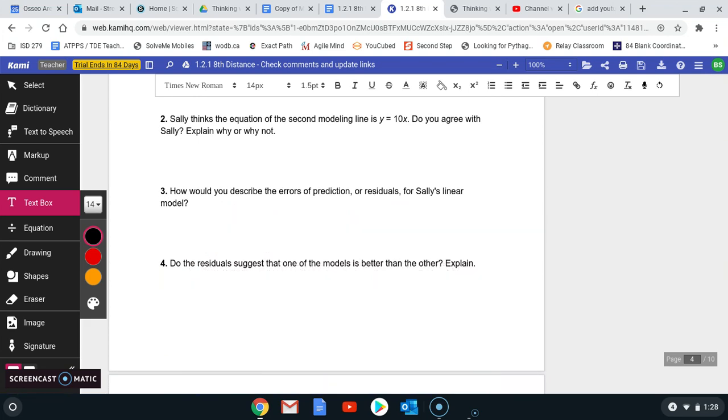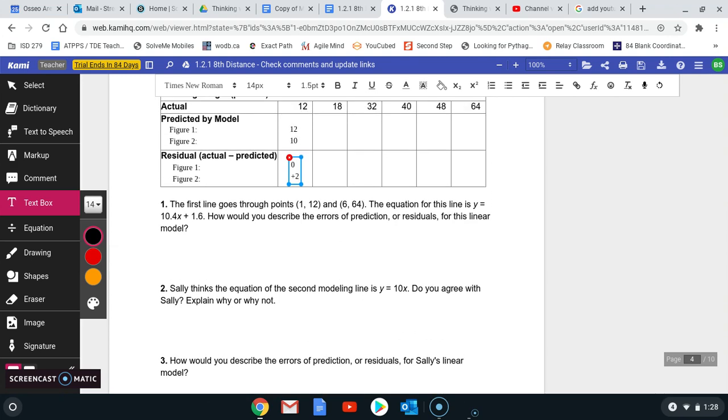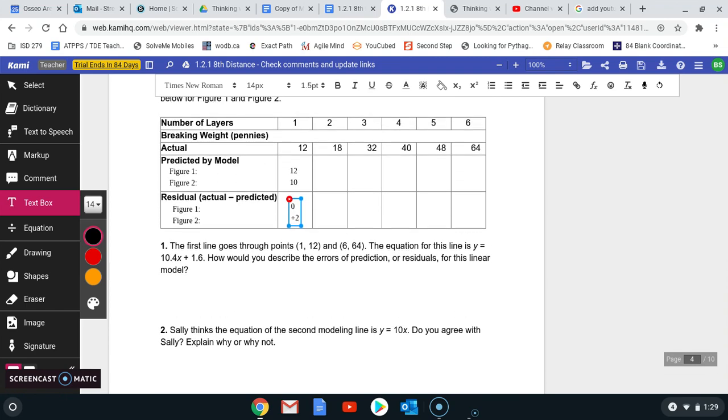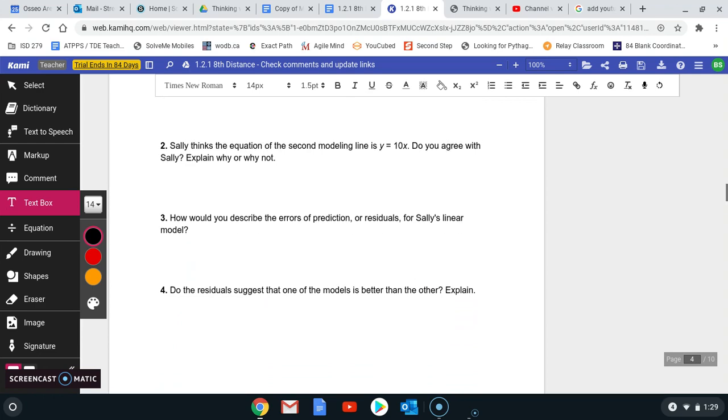Number 4, do the residuals suggest that one of the models is better than the other? So now you have to compare the two, figure 1 and figure 2. Look and see if the residuals are going to tell you if one of them is a better fit than the other.